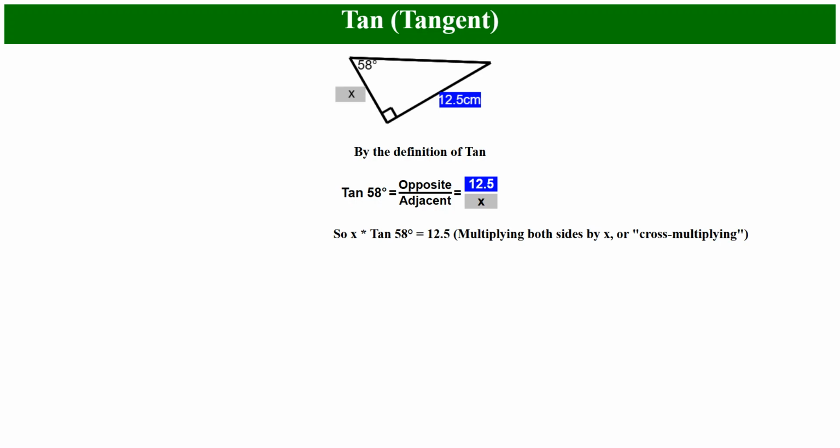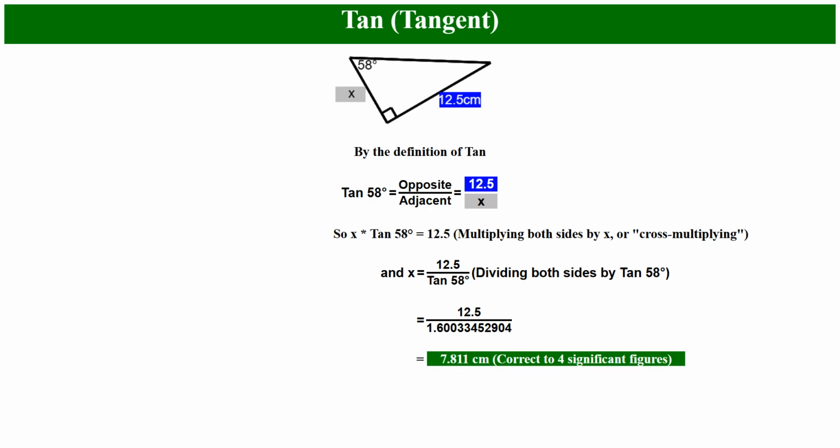And now to get x on its own, we simply divide both sides by tan of 58 degrees, and we get x is equal to 12.5 over tan 58. And looking up tan 58 degrees on a calculator, we get this next line. And doing that division on the calculator, we find that x is equal to 7.811 centimeters, correct to 4 significant figures.